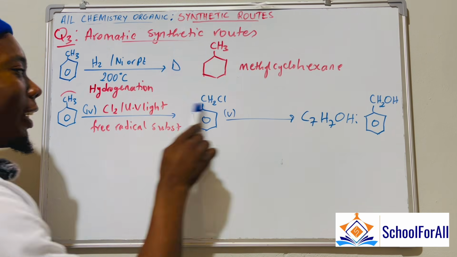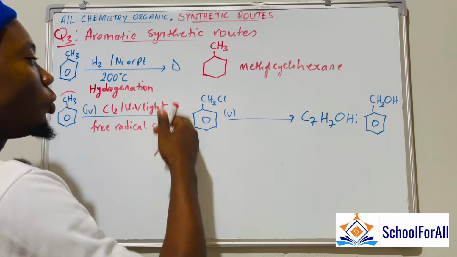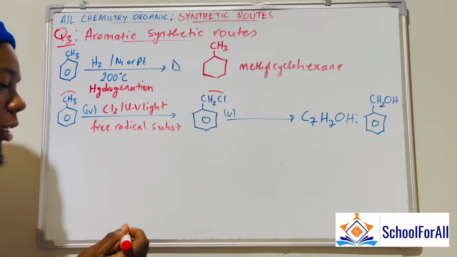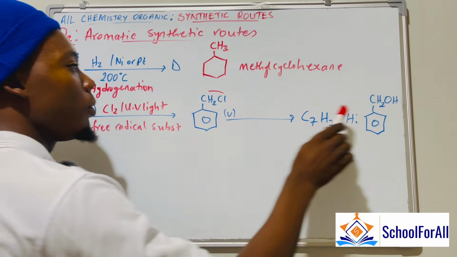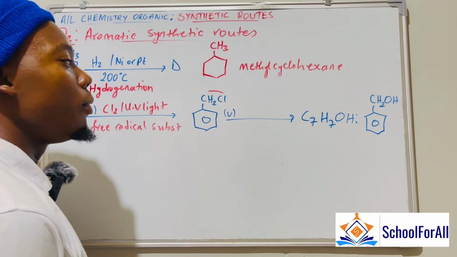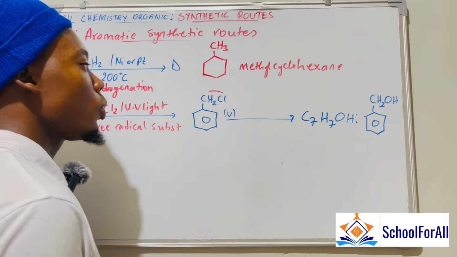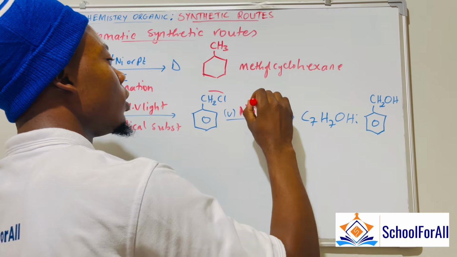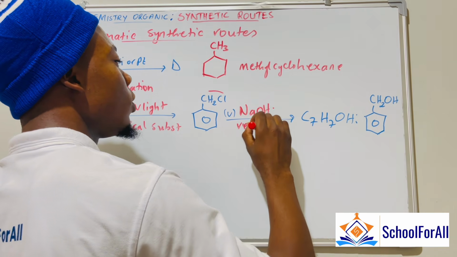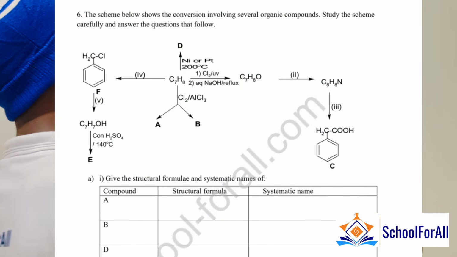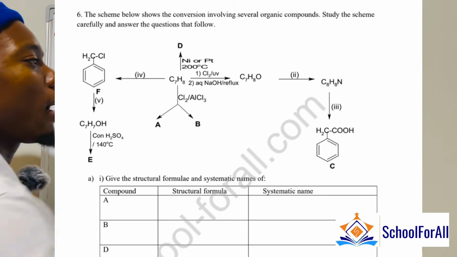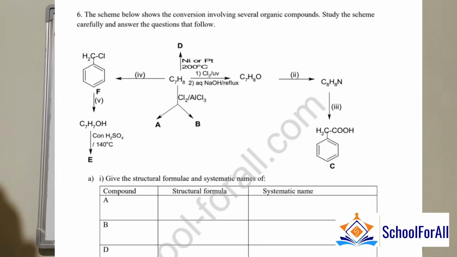So all the reaction taking place has nothing to do with the ring, it has to do only with my chain, which is my normal reaction that I know. If I am replacing Cl with OH, it is simply a nucleophilic substitution reaction. So here I will need aqueous sodium hydroxide under reflux. So I will substitute my Cl with my OH. That is what is happening in this reaction.